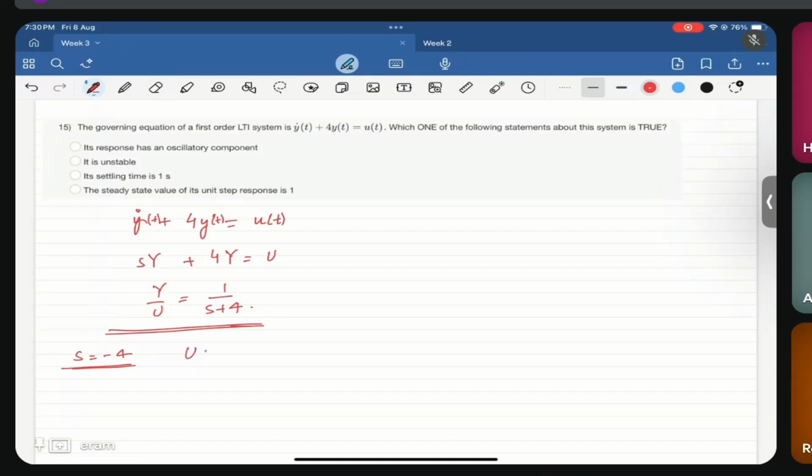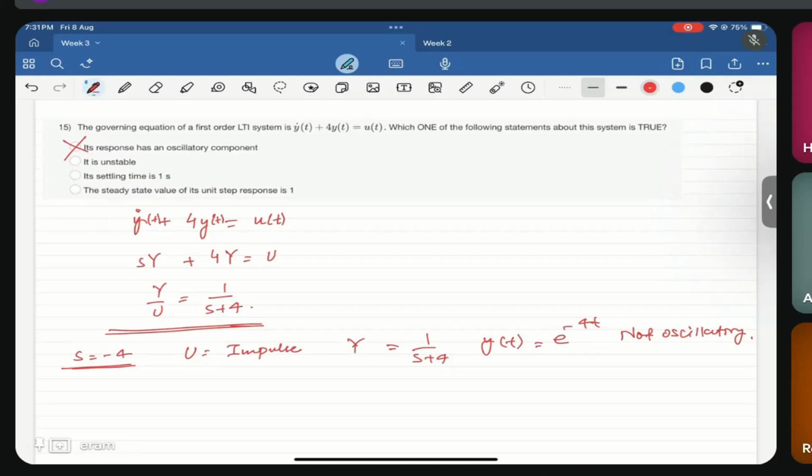Just give u as an impulse input. So Y(s) will be 1 by s plus 4 and y(t) will be e to the power minus 4t. So is it oscillatory? No, not oscillatory. So we have identified one input where this response is not oscillatory. So this option is not correct. Its response doesn't have any oscillatory component, at least for one input we can say.